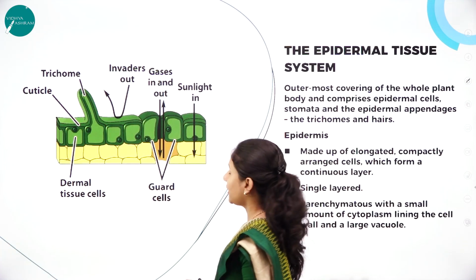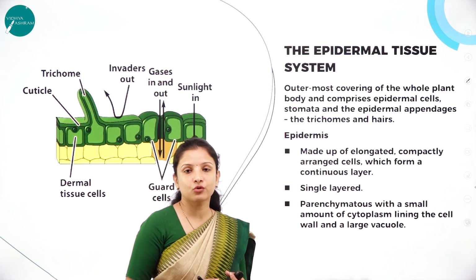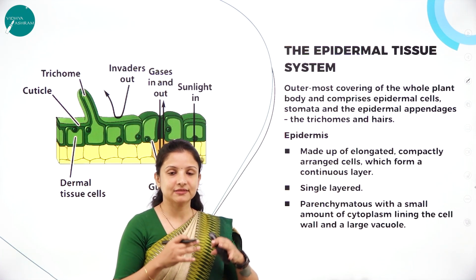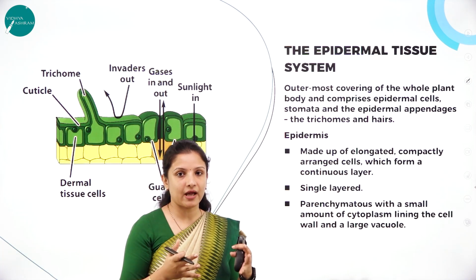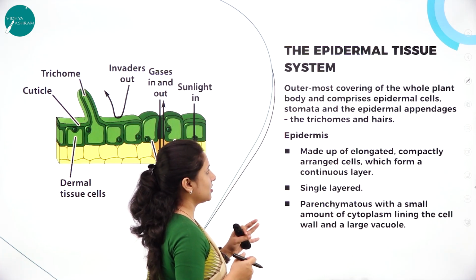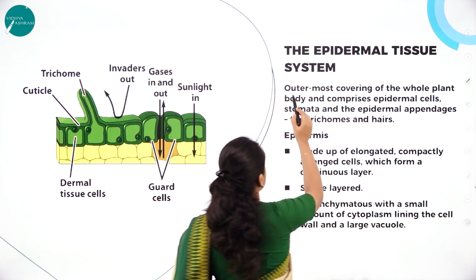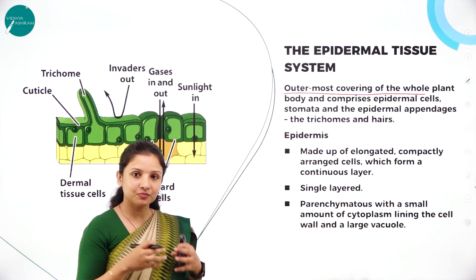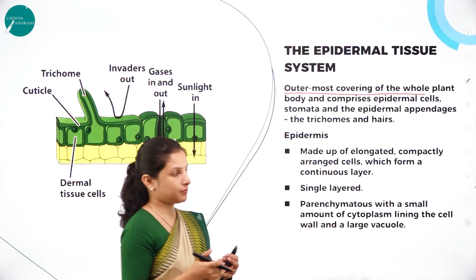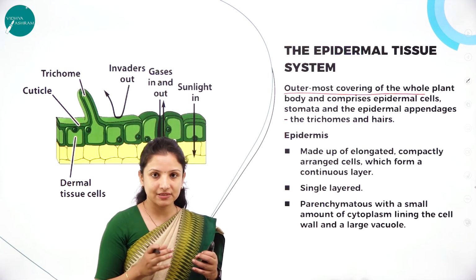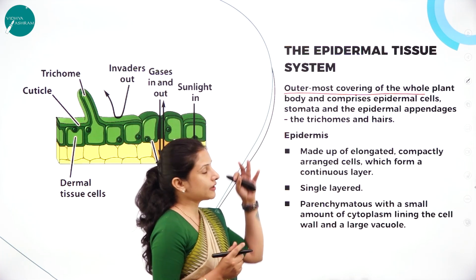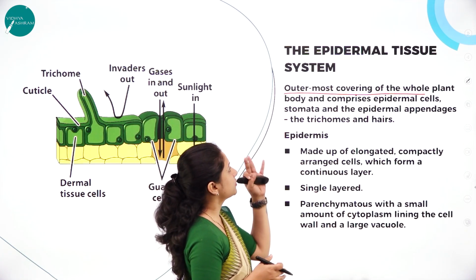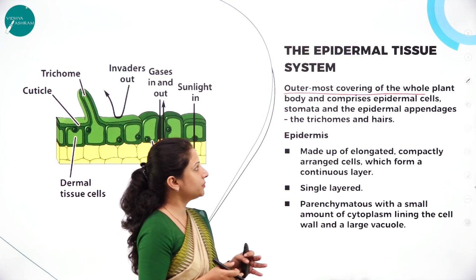So talking about the epidermal tissue system. Now I told you the epidermis is the outermost covering of the plant. It covers the entire plant, right? This epidermis forms the outermost covering of the whole plant body. What type of cells is it made up of? It is made up of epidermal cells. These epidermal cells are nothing but parenchymatous cells, but their shape is different. They are barrel shaped. So they form the outermost covering of the whole plant body.